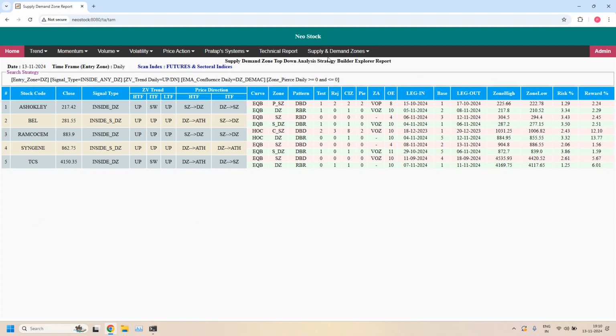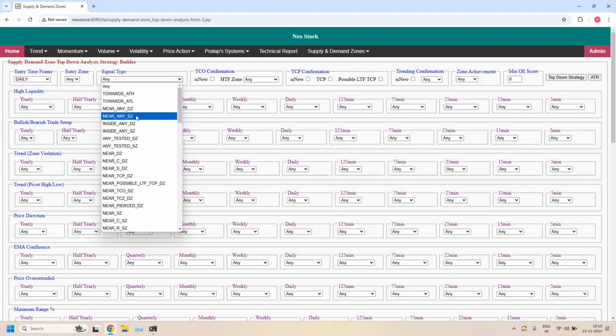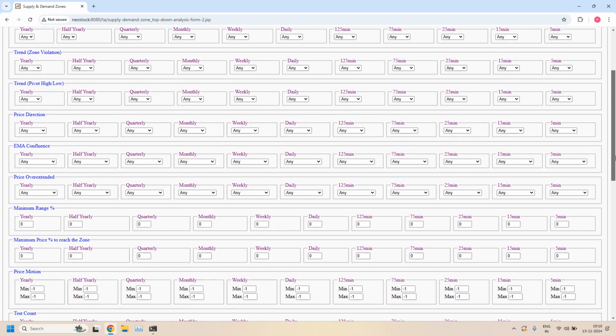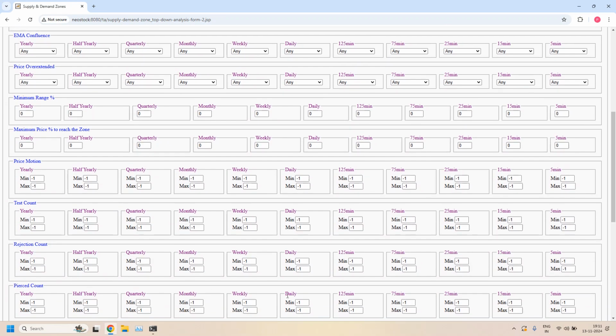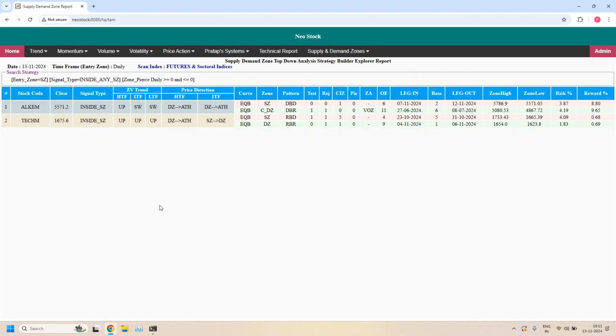Okay, next let us look into the daily supply zones. So entry daily time frame, let us find the stocks where price closed inside the daily supply zone. And these daily supply zones should not be pierced. So in the pierced count, daily time frame, minimum value 0, maximum value 0. Let's filter the stocks. We got only 2 stocks. Currently price closed inside the daily supply zone.